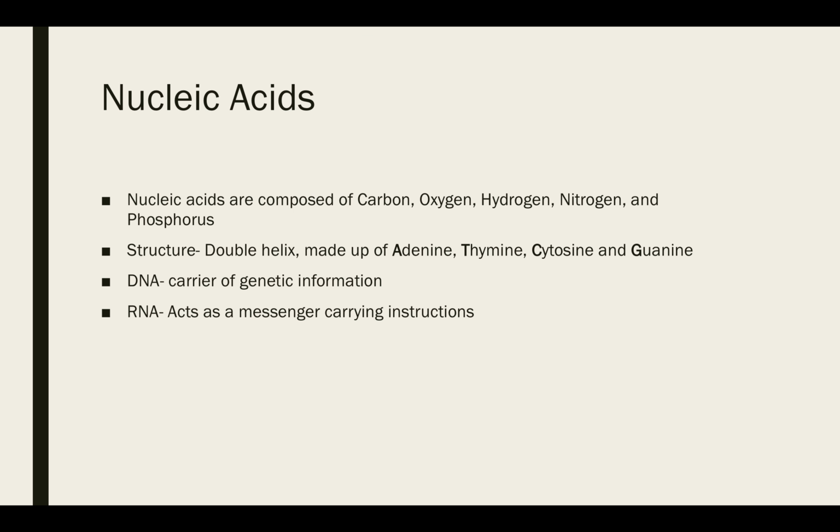Now on to nucleic acids. Nucleic acids are composed of carbon, oxygen, hydrogen, nitrogen, and phosphorus. The structure of a nucleic acid is a double helix made up of adenine, thymine, cytosine, and guanine. Now we'll talk about DNA and RNA. DNA is a carrier of genetic information. RNA acts as a messenger carrying instructions.